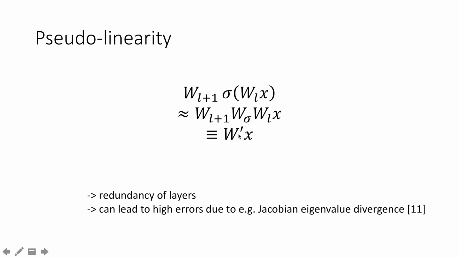Therefore, the combined representational capacity of the two layers L and L+1 does not exceed the representational capacity of a single layer. Therefore, one of the two layers is redundant. Beyond the waste in computation and parameter storage this causes, redundant linear operators can degrade the conditioning of the network by causing, for example, divergence of Jacobian eigenvalues, which can in turn lead to high errors.